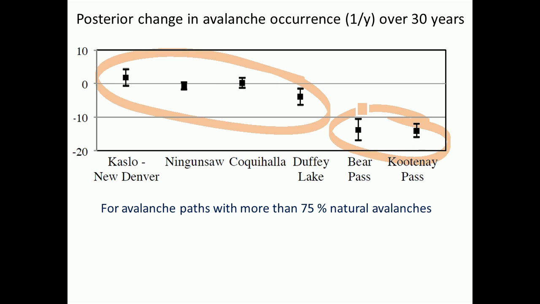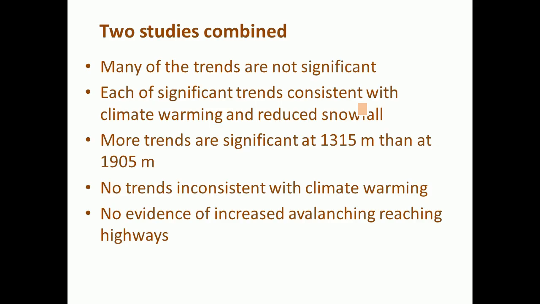However, this looks a lot like the graph that I skipped, in which all paths were included in the analyses. Also, these 2 passes have had substantial changes in explosive control methods. In spite of our attempt to reduce the effect of explosive triggering on natural avalanches, we are not confident we have done so. A safer conclusion is that there is no evidence of more natural avalanches reaching the highway at these passes. Okay, let's draw conclusions from the 2 studies.